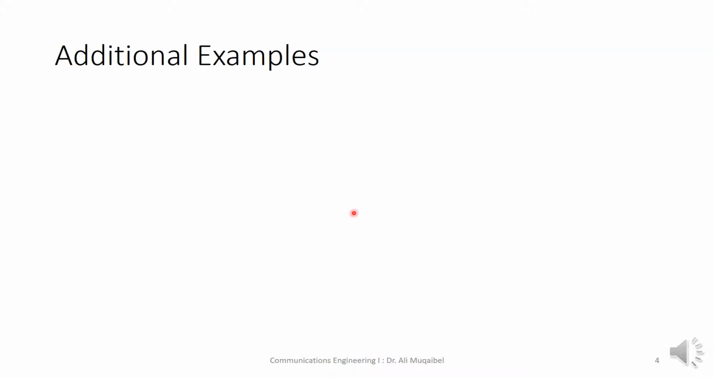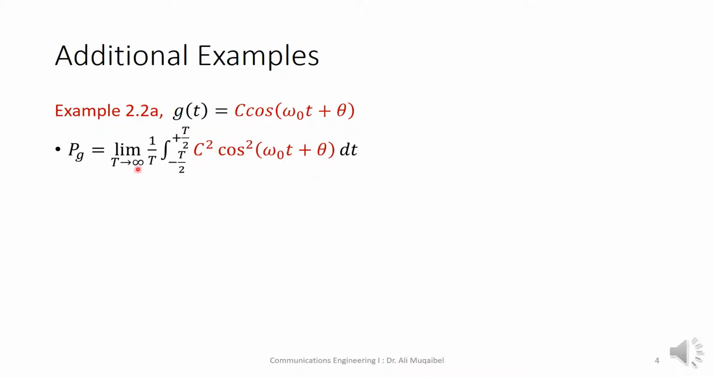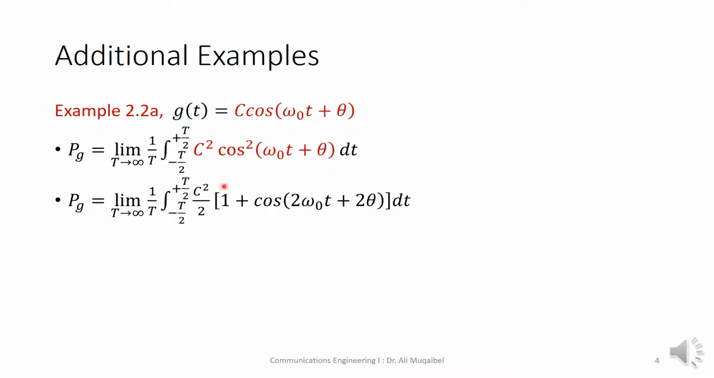Here is another example. This example is important because it deals with the sinusoidal signal, the tone. A signal g of t is defined to be c, a constant amplitude, cosine omega naught t plus a phase, where omega naught is the angular frequency. So how much is energy or power in this signal? If we apply the definition of the power, this is the integration of the square of the signal, and with the cosine square, we use the identity of 1/2 times 1 plus cosine double the angle. Everything else here remains the same.